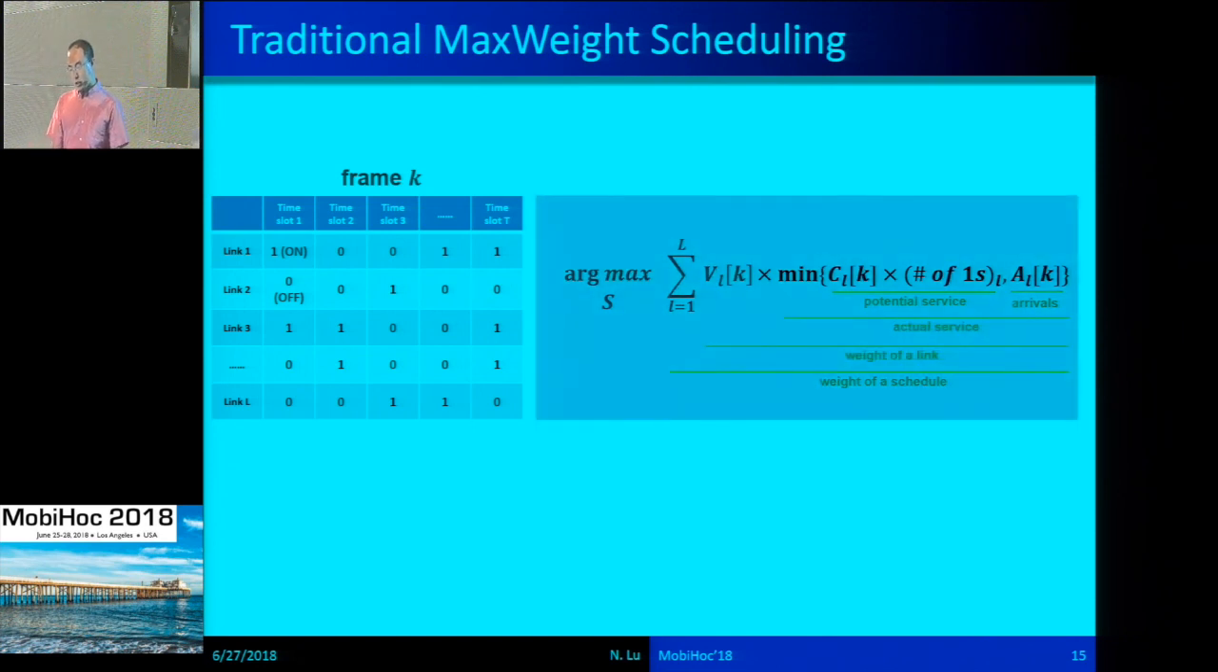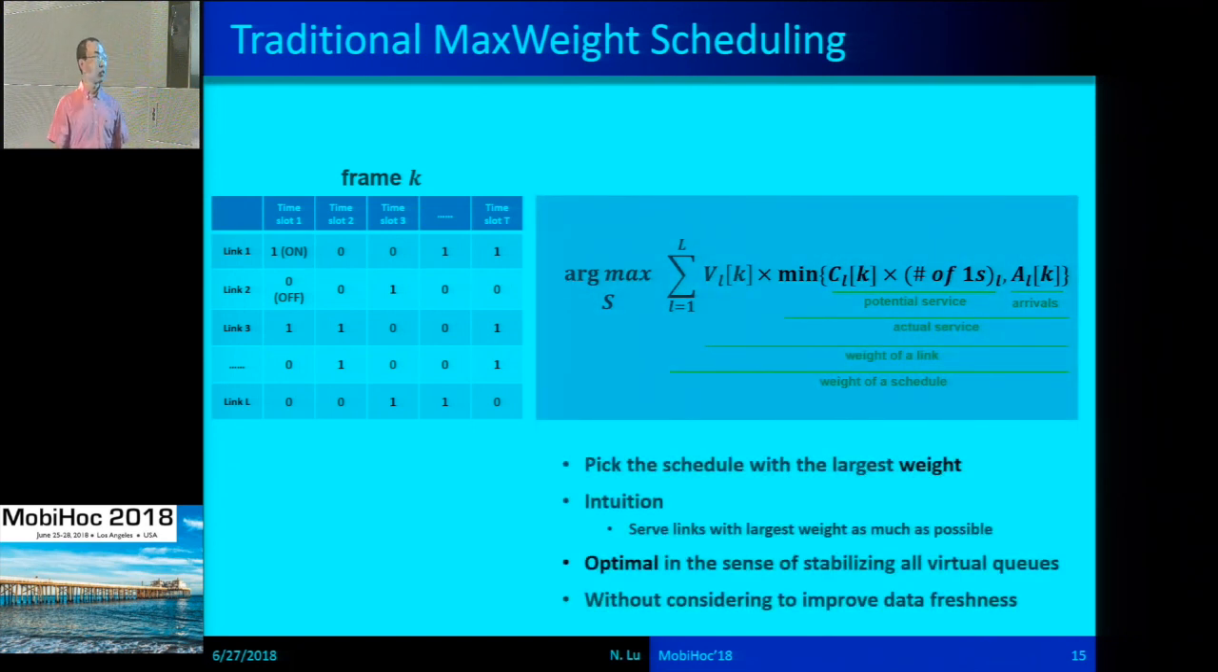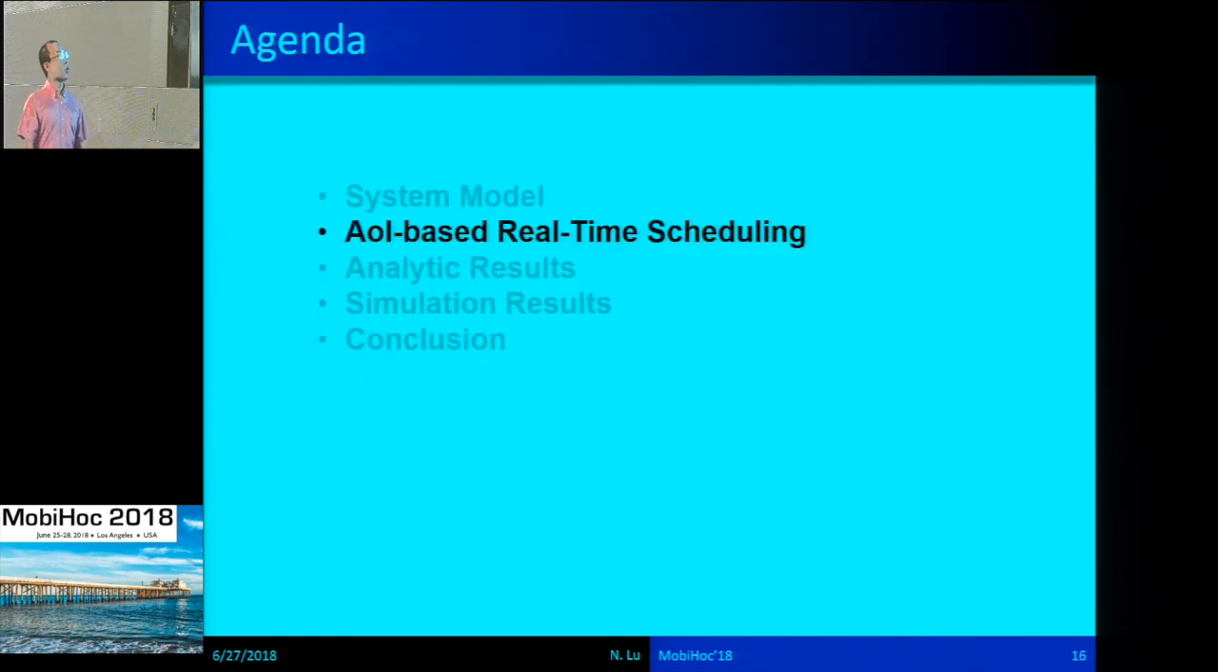The intuition behind this is that we want to serve the links with the largest weight as much as possible, and this is optimal in the sense of stabilizing all virtual queues. However, MaxWeight doesn't consider improving data freshness. So let's take a look at our solution.